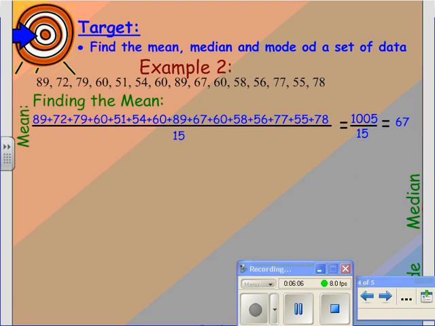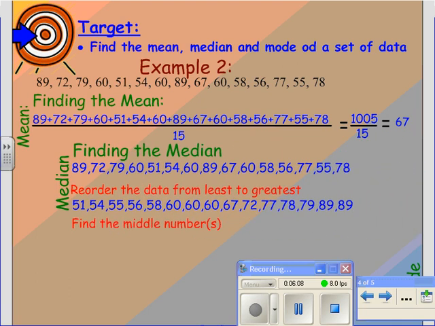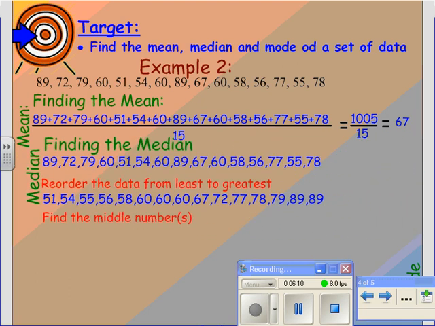For the median, if you work that out, we count 1, 2, 3, 4, 5, 6, 7, 8, 9, 10, 11, 12, 13, 14, 15. So I have to pick the middle number: 1, 2, 3, 4, 5, 6, 7, 8. There would be my middle number. So 60 would be the median.